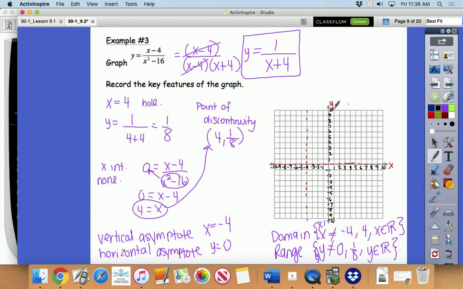Okay, so I've labeled my x and y coordinates. We have a vertical asymptote at -4, done. We have our horizontal asymptote at 0, done. We have our x-intercepts labeled.